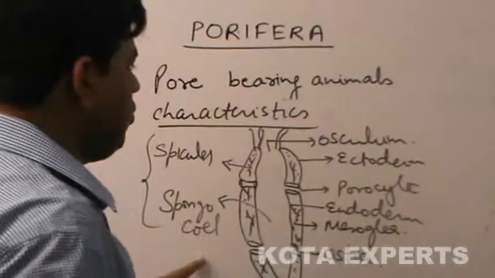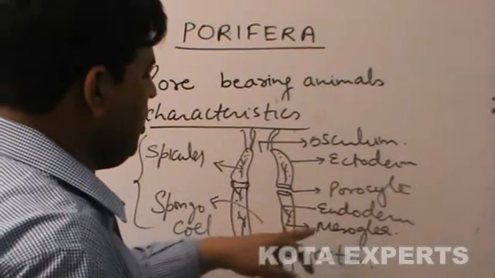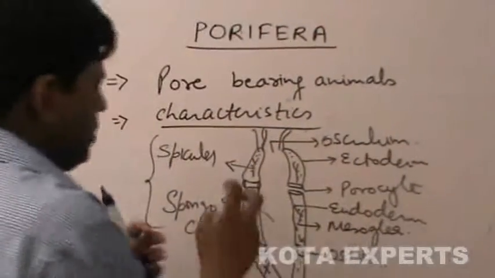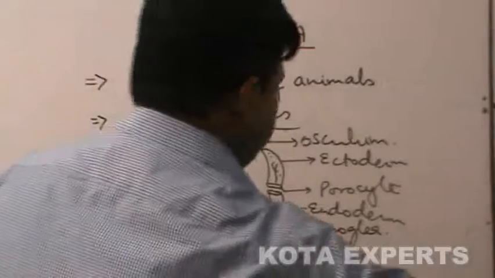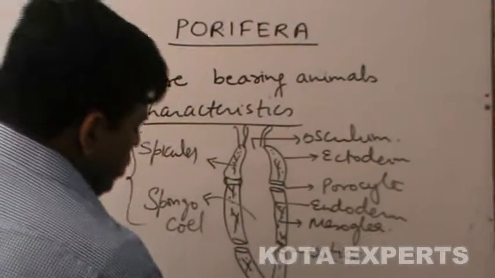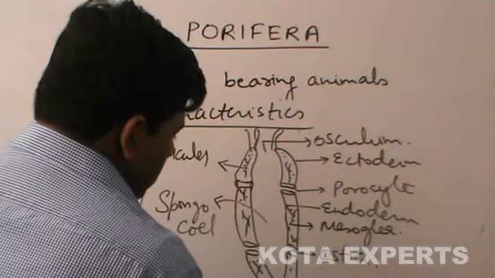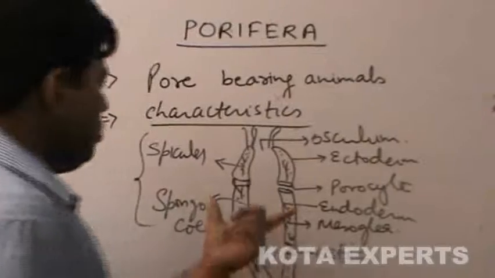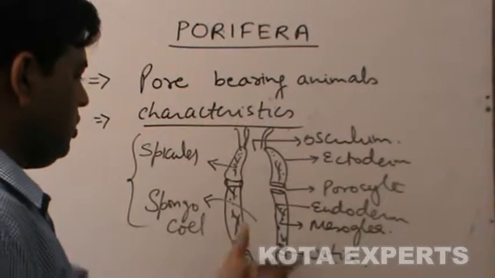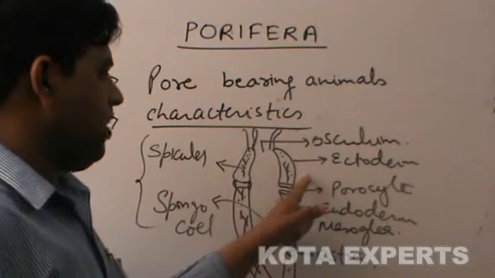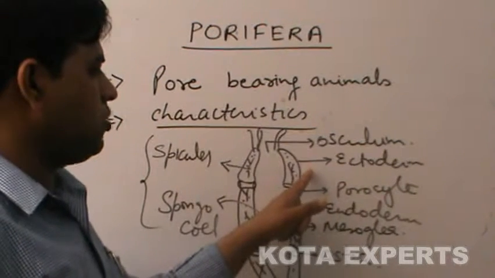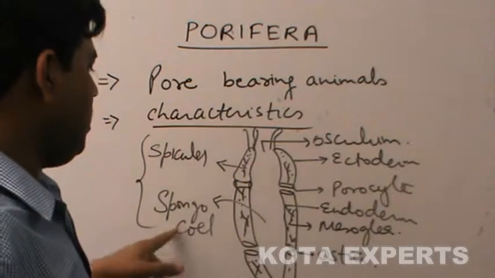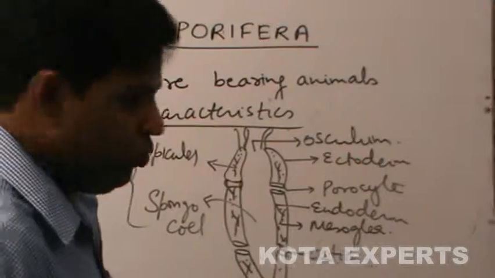The spicules, the spongiocele, osculum, ectoderm, porocyte, endoderm, mesoglea and the ostia. So this is the basic structure of a porifera, which are also known as sponges. It is evident from this introductory structure that it has a diploblastic structure: ectoderm, endoderm, porocyte, mesoglea, ostia, spongiocele and the spicules.